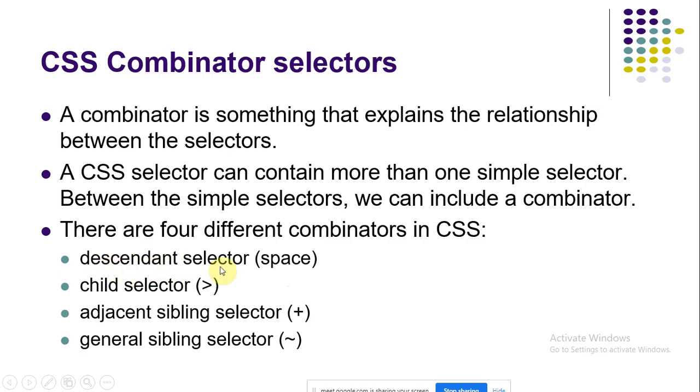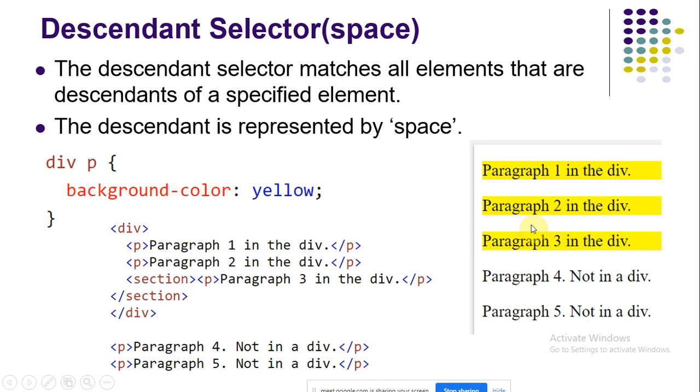What is meant by descendant selector is, it will select the child of a particular element, right? Child means nested element. Similarly, we have the child selector, the adjacent sibling selector, and the general sibling selector. So these are the symbols: space, greater than, plus, and tilde. So for example, the descendant selector is used if you want to select the paragraph inside a particular element. Descendant means inside.